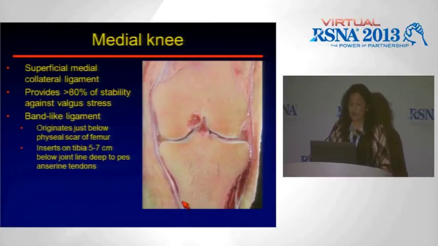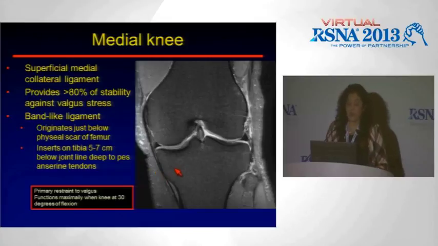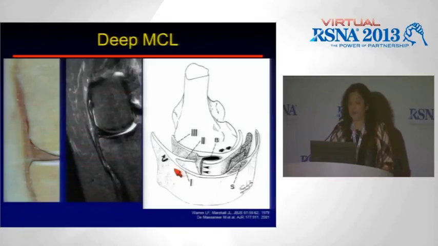Medially, we all know about this superficial medial collateral ligament. It's a band-like structure, very elongated and very well shown to us on our routine MR images. And it's the most important of the medial stabilizers, and it is responsible for between 60 to 80% of medial stability, depending upon what the exact position is of the knee.